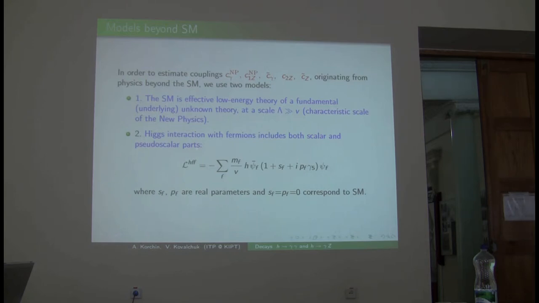And another model is just a model where Higgs interacts with fermions. So it includes both scalar and pseudoscalar couplings with some coefficients C and P. F means all fermions, leptons and quarks. So this part corresponds to the scalar coupling, and these two to the pseudoscalar coupling. And of course, in the standard model, we have just the first one, where the interaction of Higgs with fermions is proportional to the mass of the fermion.